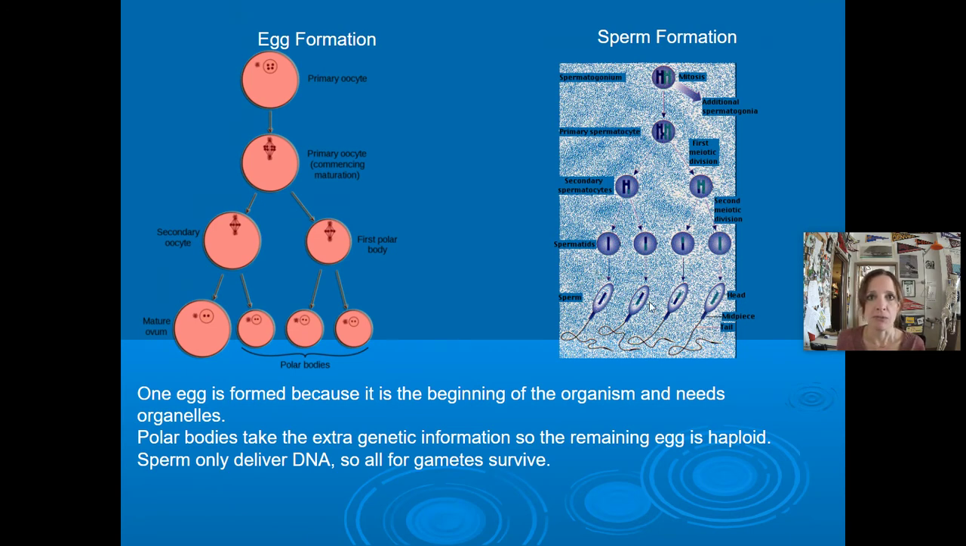Okay, if you look at sperm formation, you get 4 sperm, right? You don't just get 1 sperm, you get 4 sperm. And that's because the sperm deliver DNA. So they don't need to have organelles, they don't need to have a nucleus or anything like that. They just deliver the DNA and a tail so they can get where they're going. And so all 4 of them survive.